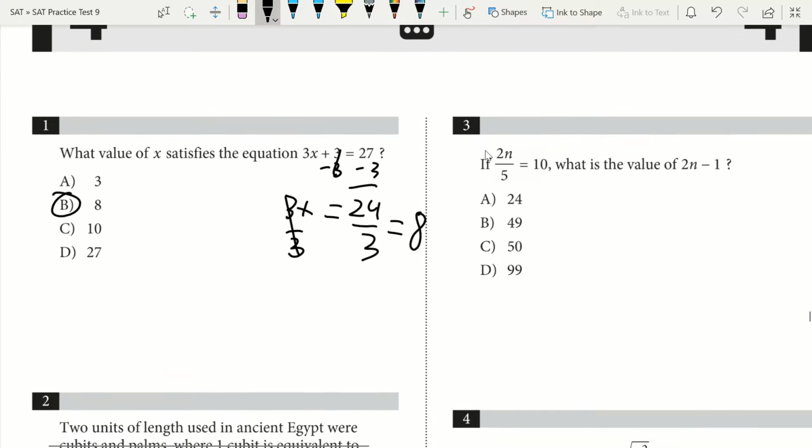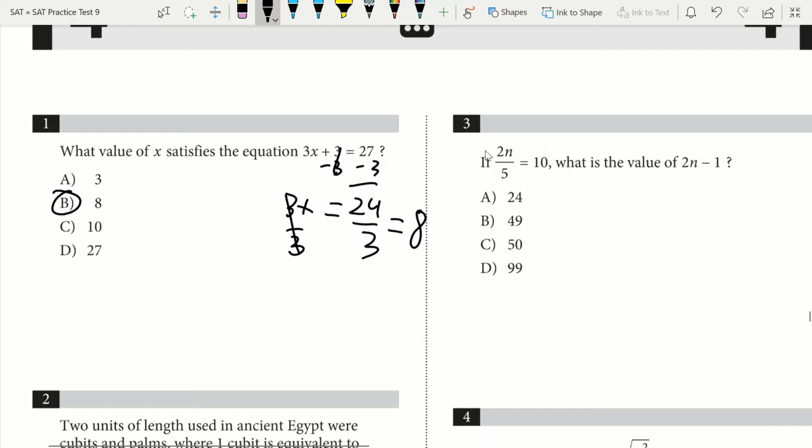Question 3. If 2n over 5 equals 50, what is the value of 2n minus 1? I'm going to multiply each side by 5 to get 2n alone. 10 times 5 will give me 50. So now I have 2n equals 50. I'm going to divide each side by 2 to get rid of the 2 by n and just get n. So now I have 50 over 2 is equal to n. That's going to mean that n is equal to 25.